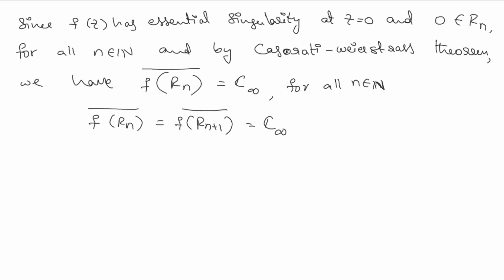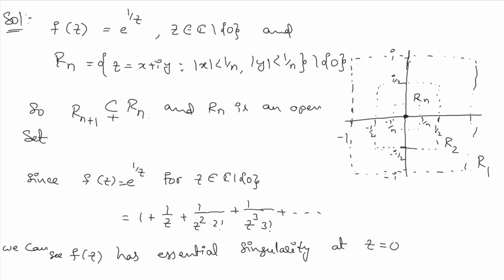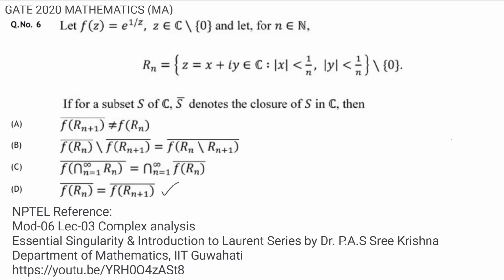Yes, this condition holds for all natural numbers n. So by looking at the options, the fourth option is correct. But coming to the first option, we have the closure of f(Rn+1) is not equal to f(Rn).